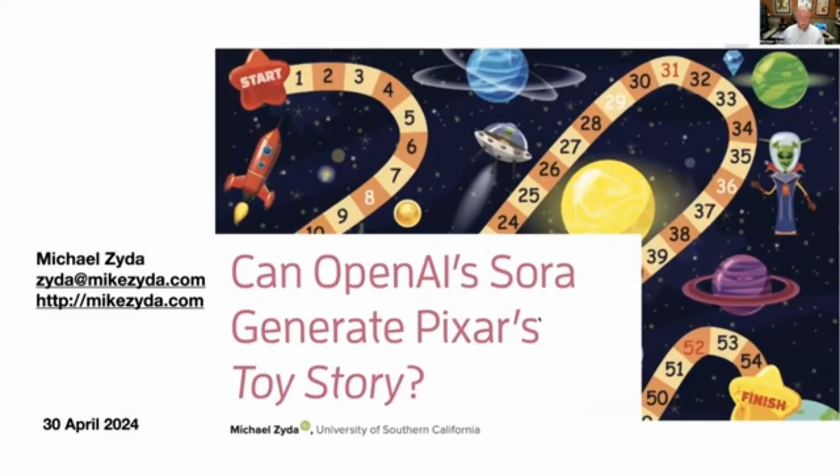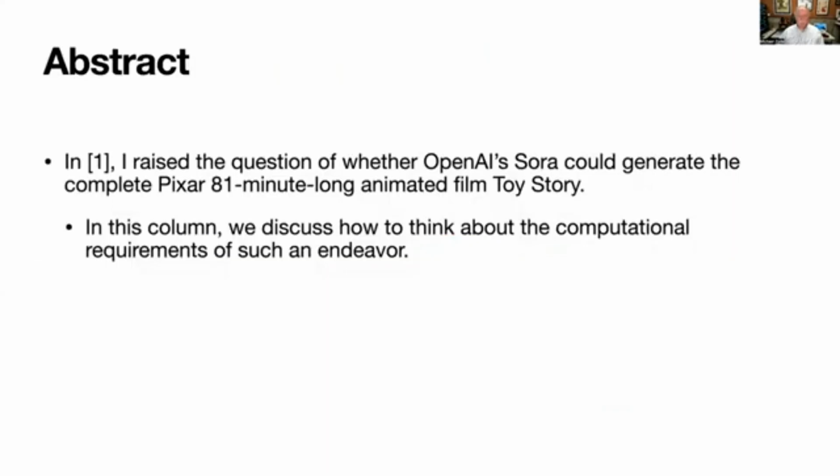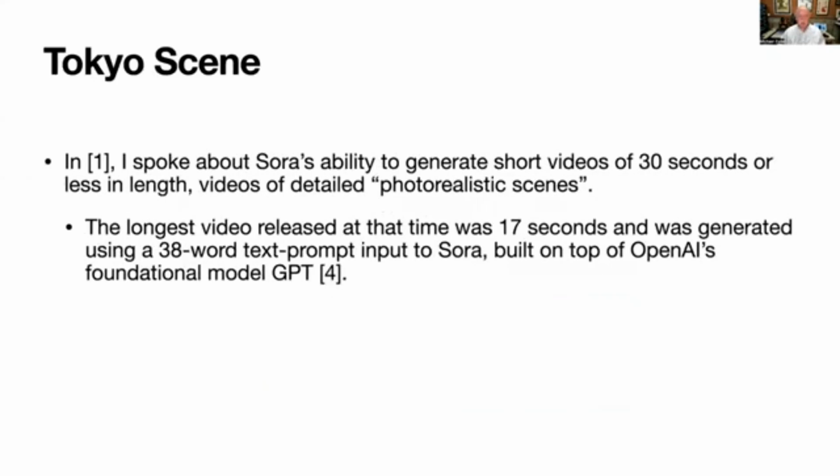Today's the 30th of April, 2024. In a previous paper, I raised the question of whether OpenAI's Sora could generate the complete Pixar 81-minute long animated film, Toy Story. In this talk, in this column, we discuss how to think about the computational requirements of such an endeavor. In that paper, I spoke about Sora's ability to generate short videos of 30 seconds or less in length, videos of detailed photorealistic scenes.